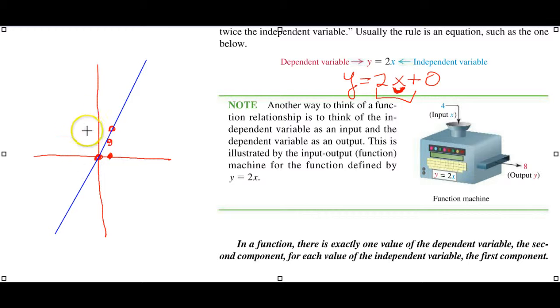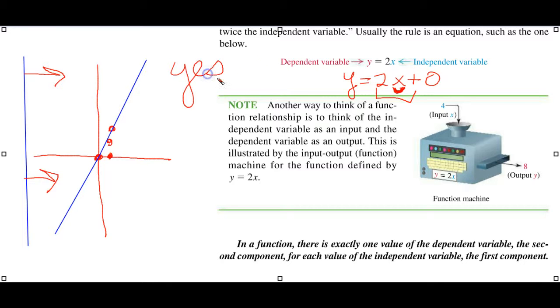Now, does this line pass the vertical line test? Well, as we move this line over the face of our graph, does it intersect it at only one place as it moves across? And the answer is yes. So this is a function, and that's what they're saying.